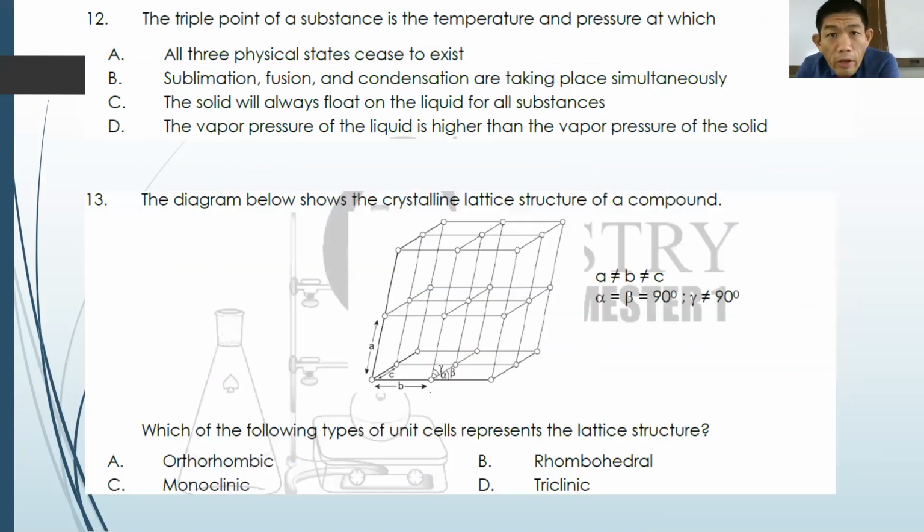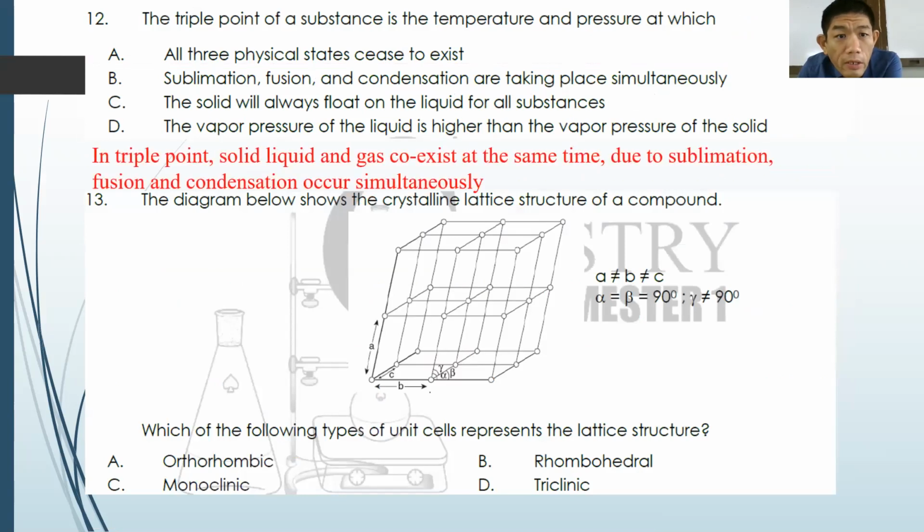Number 12, the triple point of a substance is the temperature and pressure at which solid, liquid, and gas coexist at the same time, due to sublimation, fusion, and condensation occurring simultaneously. So that is why you have all these 3 states of matter at the same point in here. So that is why the best answer in here is B.